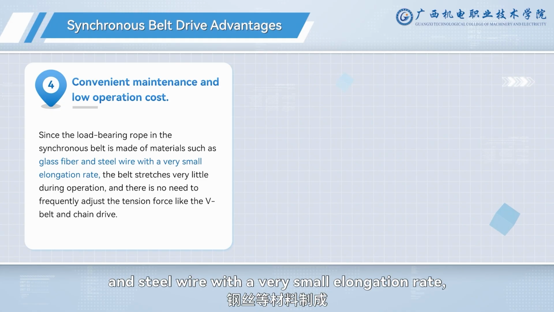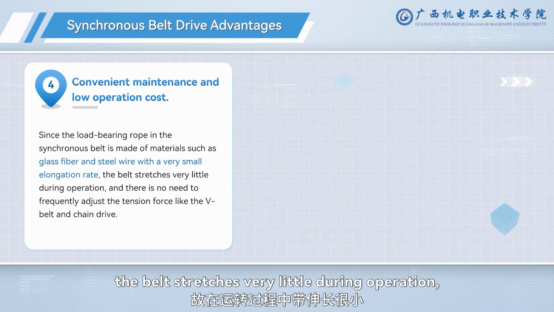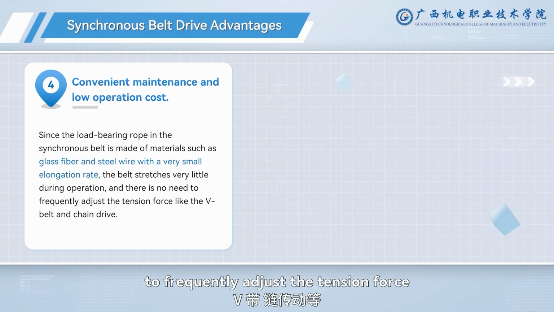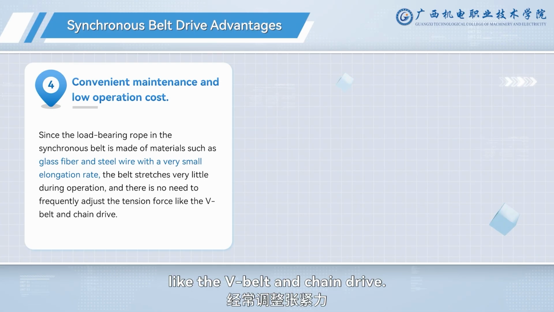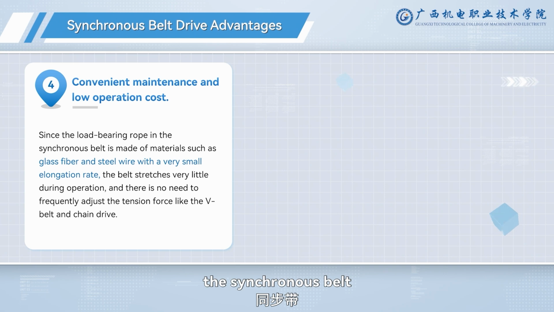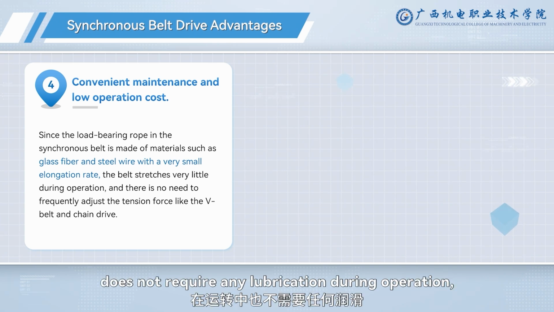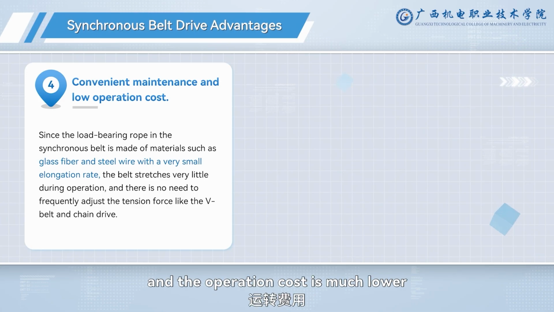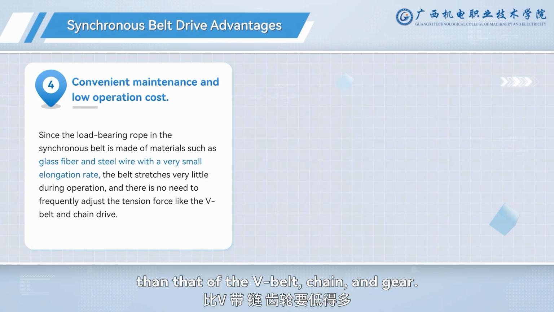Since the load-bearing rope in the synchronous belt is made of materials such as glass fiber and steel wire with a very small elongation rate, the belt stretches very little during operation, and there is no need to frequently adjust the tension force like the V-belt and chain drive. In addition, the synchronous belt does not require any lubrication during operation, so the maintenance is more convenient, and the operation cost is much lower than that of the V-belt, chain, and gear.